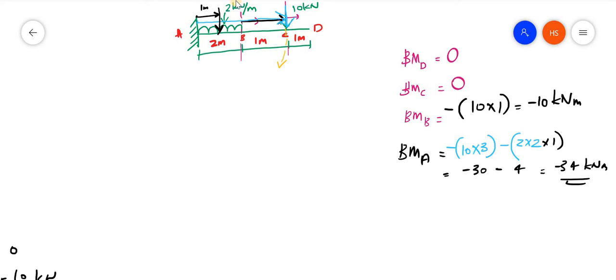At C again it will be 0. It is 0 because of what? Only one load is there, that is 10 kilonewton. 10 into 0, that is the reason why it is again 0.